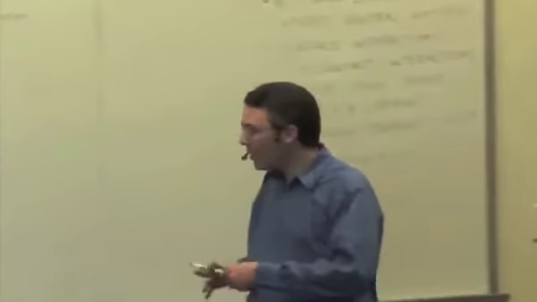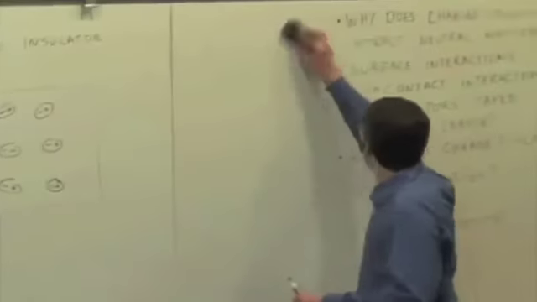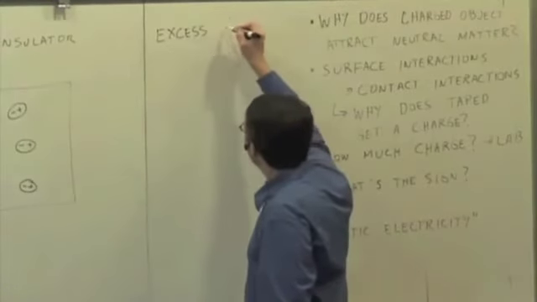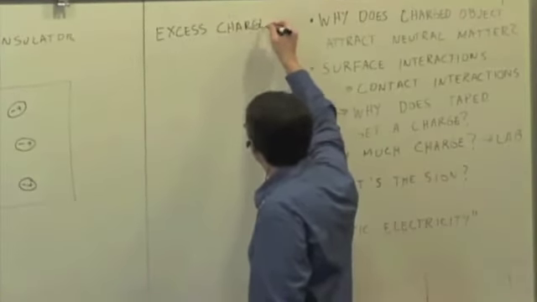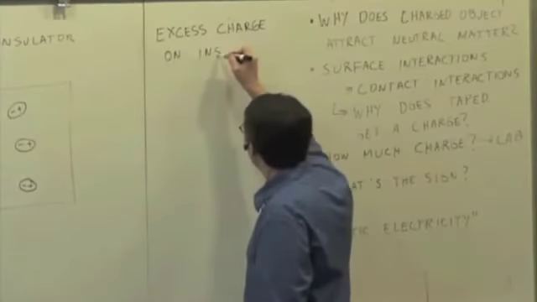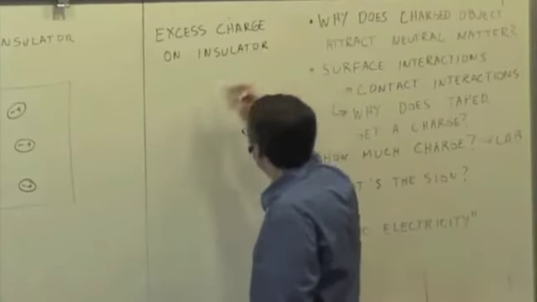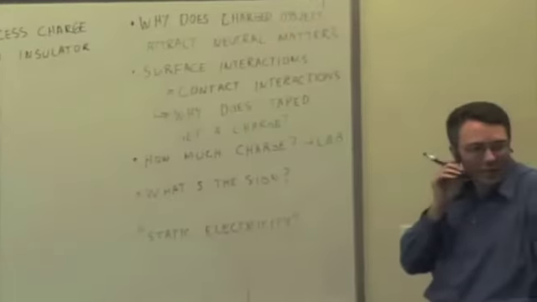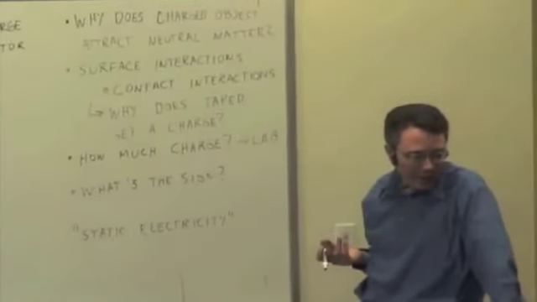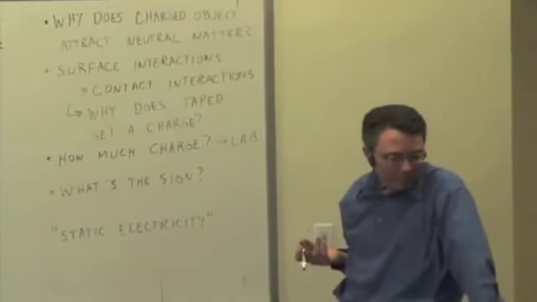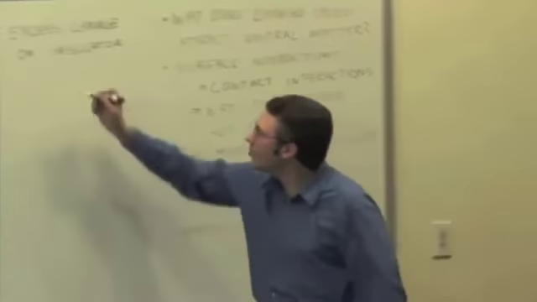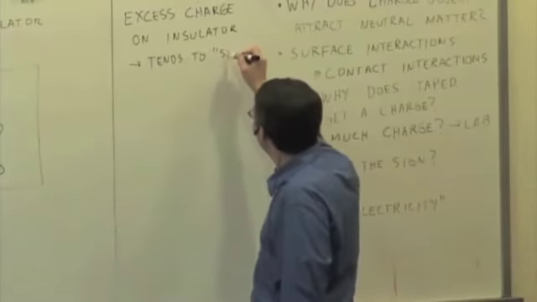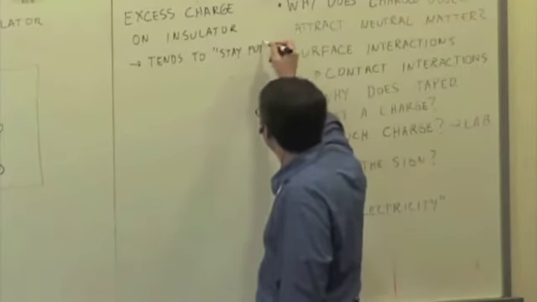And of course, with the tape, we saw a case where we had excess or net charge on an insulator. And the key idea here is that if you're able to place a net charge or an excess charge on an insulator, excess charge tends to just stay put. Okay, so let me write it that way. What do I mean by that?